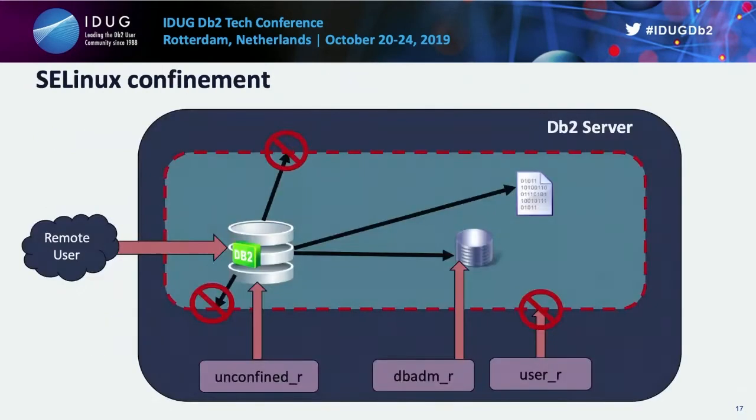So this is kind of a visualization using Db2 of what I've just been saying. Okay, so the outermost box is the server. That's what we're talking about. We have the database running there. We want to allow remote users to come in. We've opened a network port. But if for some reason they can take advantage of a vulnerability and hack into Db2 somehow, they can't get out. Okay, they're confined in some manner.